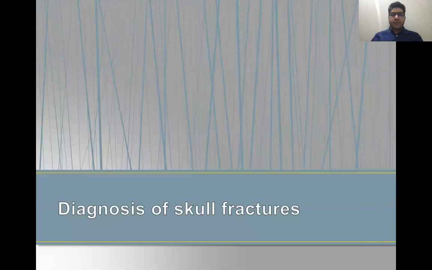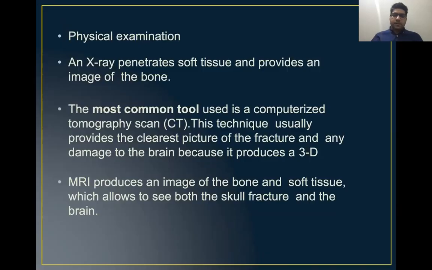So, how do you diagnose a skull fracture? The initial step is to examine physically. Palpate for any surface area of tenderness around the skull. Feel for any depressions or any bridges in the skull. Then the initial investigation is X-ray, which penetrates through the soft tissue and provides an image of the bone. Though it's not very useful in base of skull fracture or in a patient with multiple fractures that warrant a CT scan.